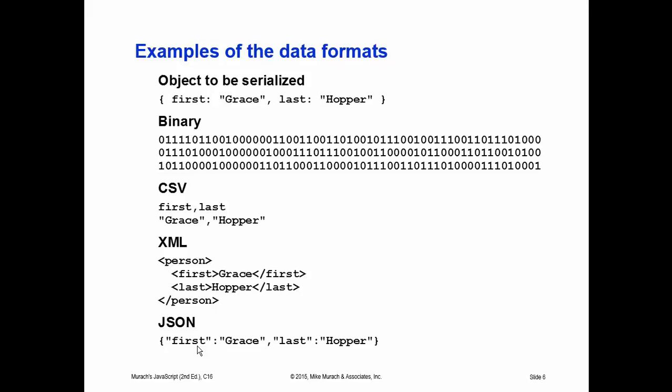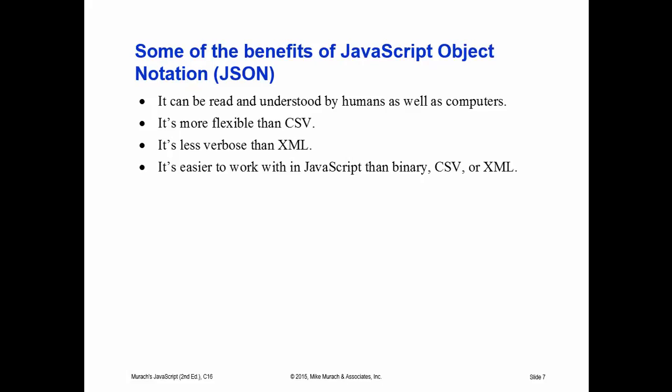It's known as being lighter weight than XML. It's become the preferred data format over the years for JavaScript. Most web services provide data in both XML and JSON formats. JSON uses the object literal notation. So again, it's something that people are used to seeing. It can be read and understood by humans and computers. Again, more flexible, less verbose, easier to work with.